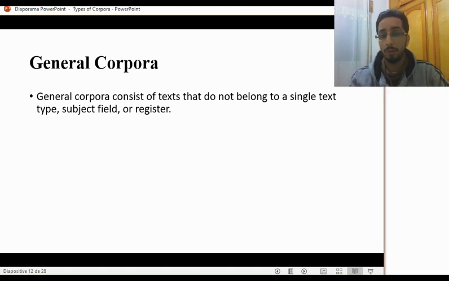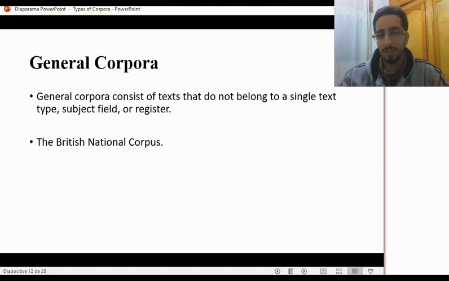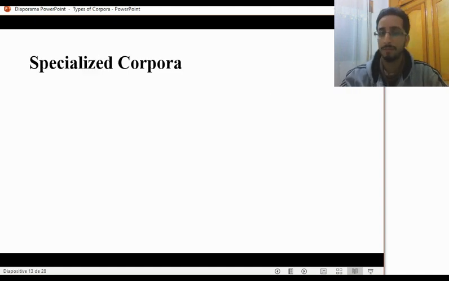So in this type of corpora, you would like to collect informal conversations, formal conversations, academic writings, newspaper articles, journals, novels, etc. The most famous general corpus that exists is the British National Corpus. As we have already said, the British National Corpus is a general corpus made of more than 100 million words, and the texts are collected from different genres, different domains, different subject fields, etc.